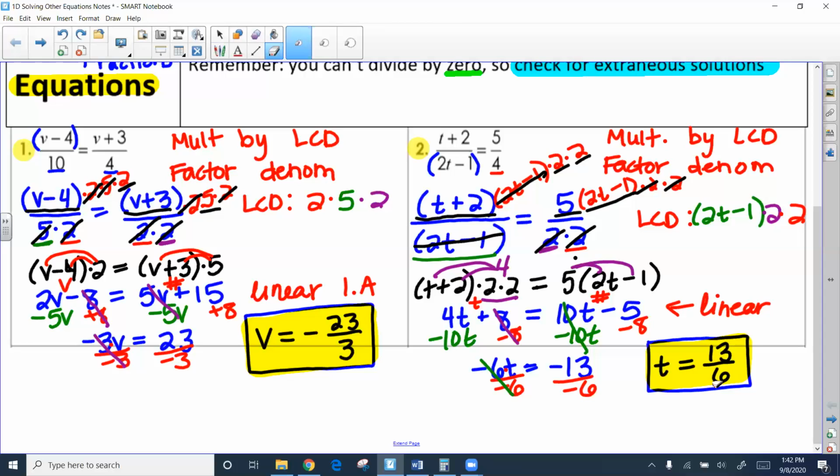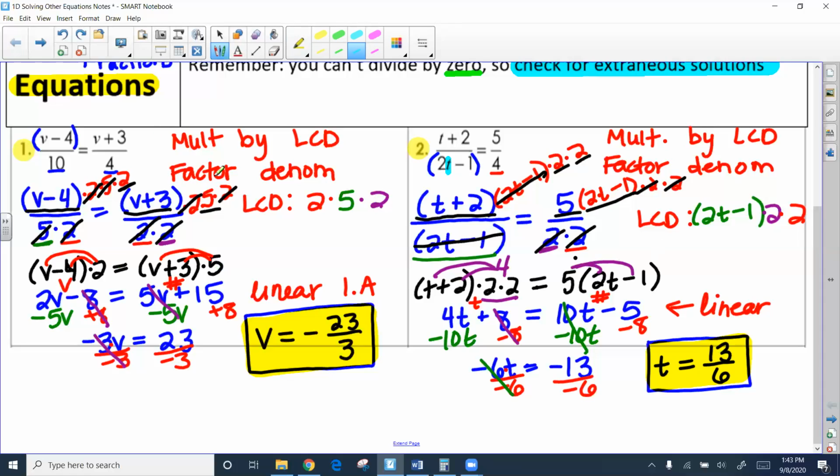Now, the one thing we want to check on number 2, since it does have a variable in the denominator, looking at our original equation and looking at our denominators, here's the t in the denominator. We want to just make sure if I plugged in the 13 over 6, that I would not get a 0, because we can't divide by 0. So if I plugged in 13 over 6 into this denominator, 2 times 13 over 6 minus 1, it would not give me a 0. Okay. So that means this would be a valid solution, not extraneous.